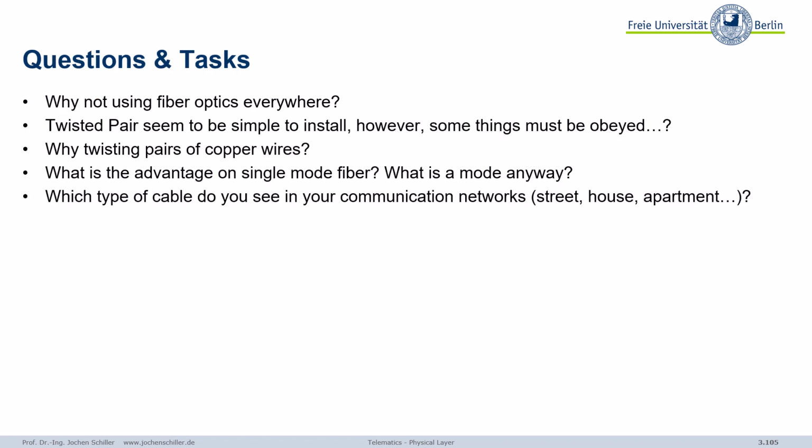So some questions for this. Fiber sounds perfect, petabits and terabits, so why don't we use fiber everywhere? Isn't this a good idea? There might be reasons against it. Twisted pair is simple to install, everyone can do this, but you have to obey some things. This is not a power line. And why twisting at all? Why is it called twisted pair? So why do we twist?